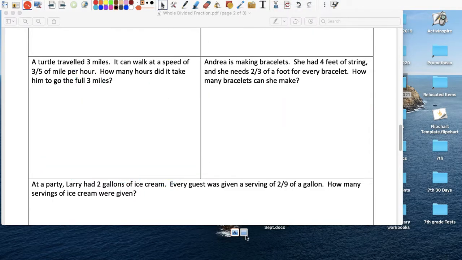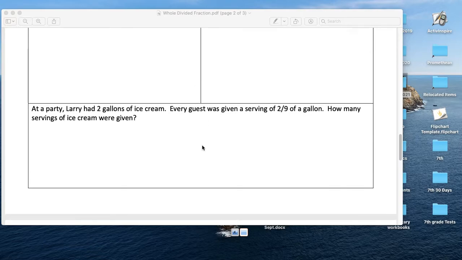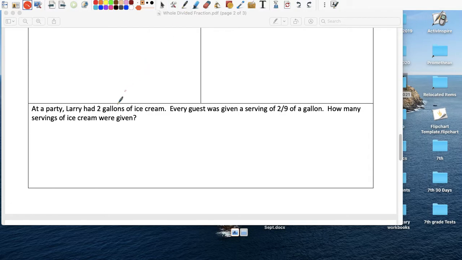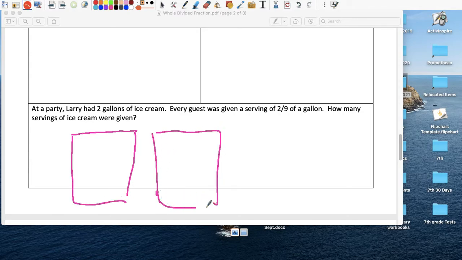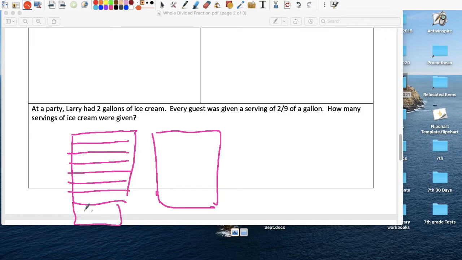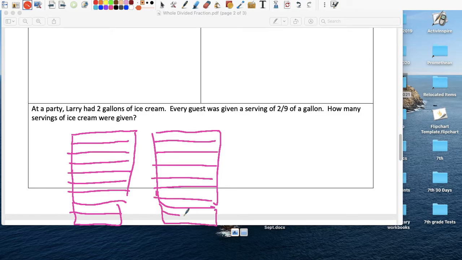And the last question. Larry had 2 gallons of ice cream. Oh, dos galones de ice cream. So imagine you have 2 gallons of ice cream. I'm going to put ice cream like this. 1, 2, right? Tú vas al supermercado and you buy those big tubs of ice cream. And this is 9, right? So 1, 2, 3, 4, 5, 6, 7, 8, 9 in each one.